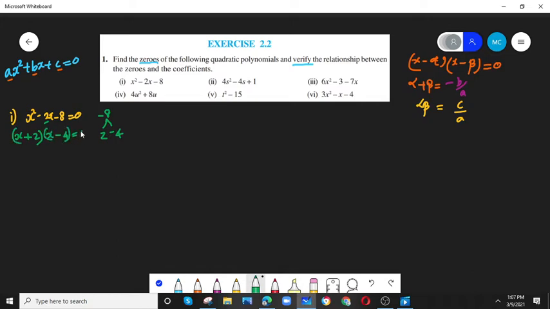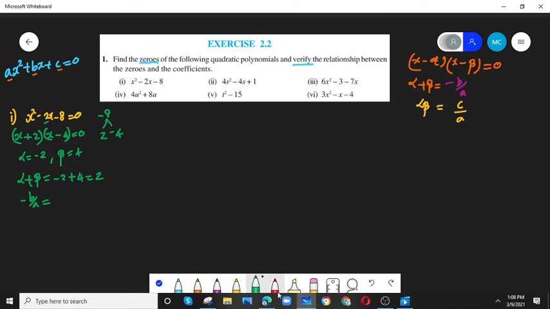So now I factorize. After the factorization, we have to find alpha and beta. What is your alpha? Alpha equal to minus 2, because x minus alpha, here x minus alpha equal to x plus 2. Beta equal to 4. So we have to verify the relationship. Alpha plus beta, which is minus 2 plus 4, is equal to 2.